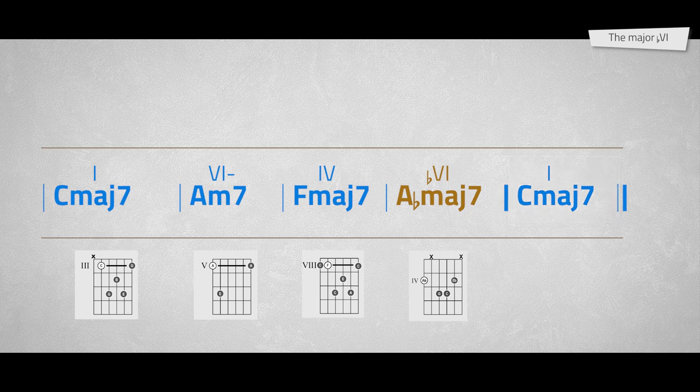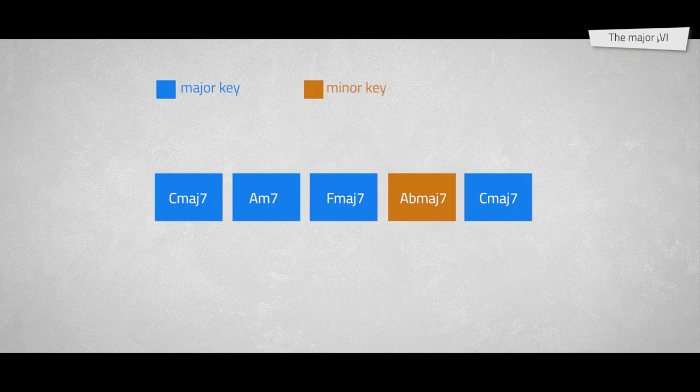Now you can hear a surprising change in the mood when the A flat major 7 is played, right? And it still feels as if the chord belonged to the progression all its life. So we've mixed the C major tonality with the C minor tonality by quickly changing to a chord of the minor key and quickly returning to the original major key.